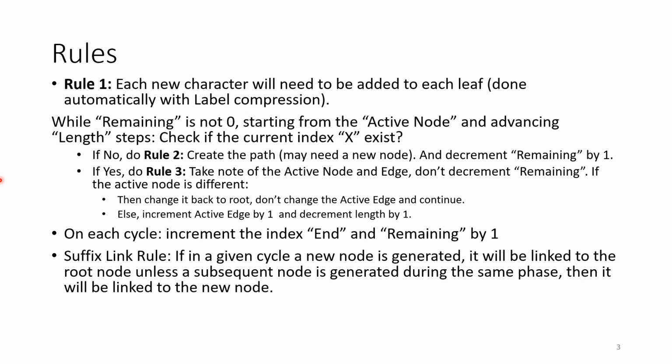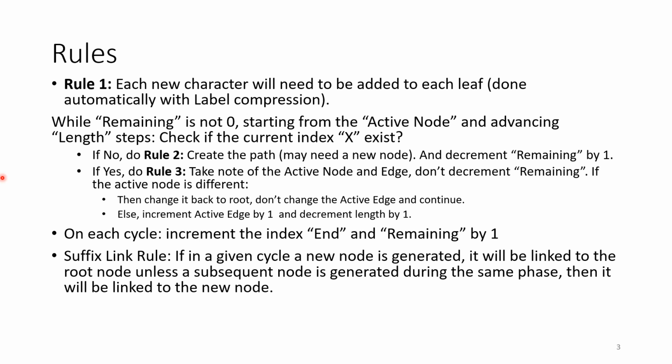Instead, we'll ask another question. If the active node is the root, then keep it as root. Don't worry if this doesn't make sense, but we'll see more examples once we walk through the algorithm. So we'll keep it at root, and we won't change the active edge either. But if we're in a different node, then we'll increment active edge by 1 and decrement length by 1. Then we'll continue with the main loop.